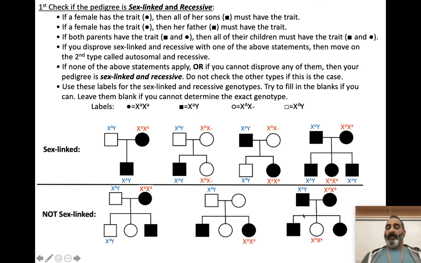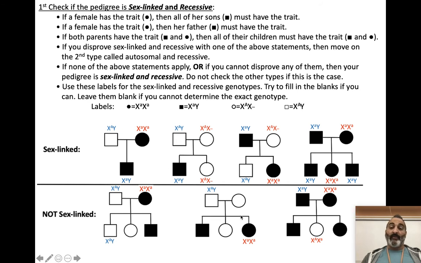Over here, dad is shaded in, so dad is X small a, Y. Mom is shaded in, so mom is X small a, X small a. And look, they produce a daughter with a capital A. There are no capital A's to pass down. Therefore, this is impossible. This cannot be sex-linked. So sometimes the labeling might help you prove whether something is sex-linked after you assumed it was, and then you realize once you labeled it that things just didn't work out according to your labeling.